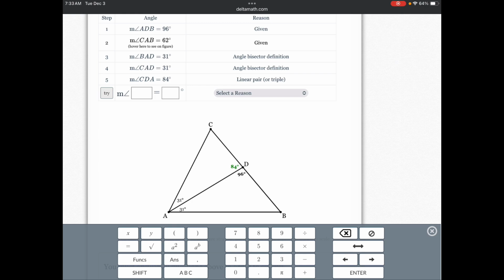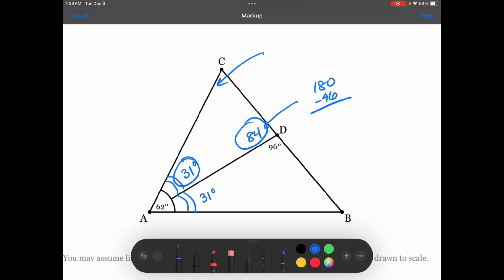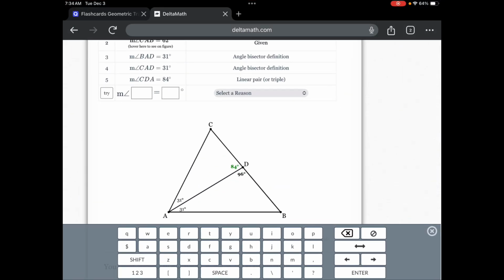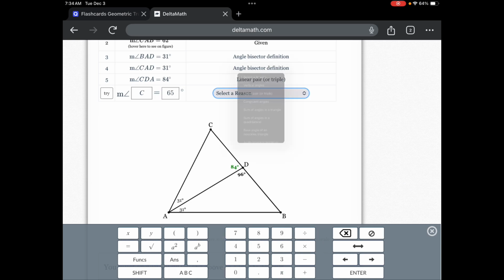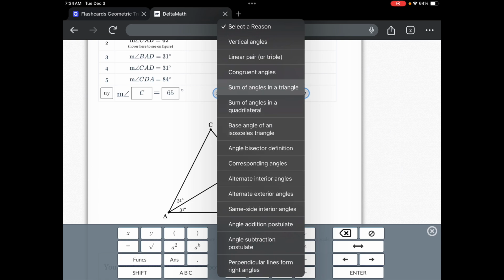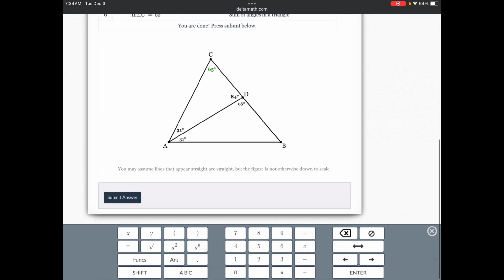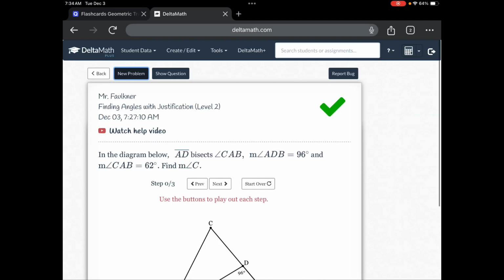So I have two angles in triangle CAD that are 84 and 31 degrees. So one last time, I have 84 plus 31, that gives me 115. Right? Leaving 65 degrees left over. So now I'm going to finish this up. I can use one letter because there's only one angle at C, and that's going to be 65. And the reason is the sum of the angles in a triangle add up to 180 degrees. I'm going to click submit. We get our points, and that's a wrap.